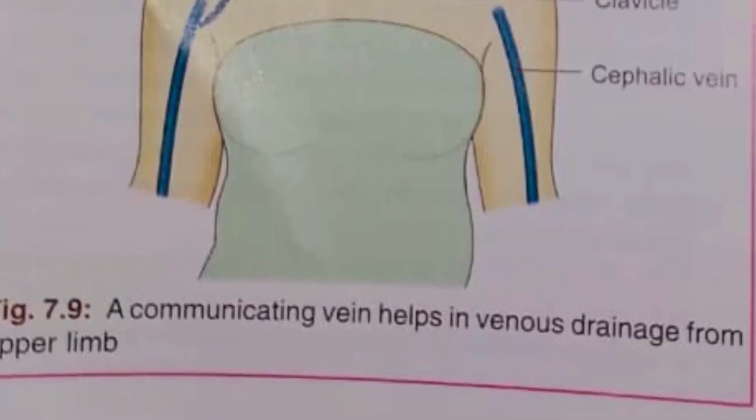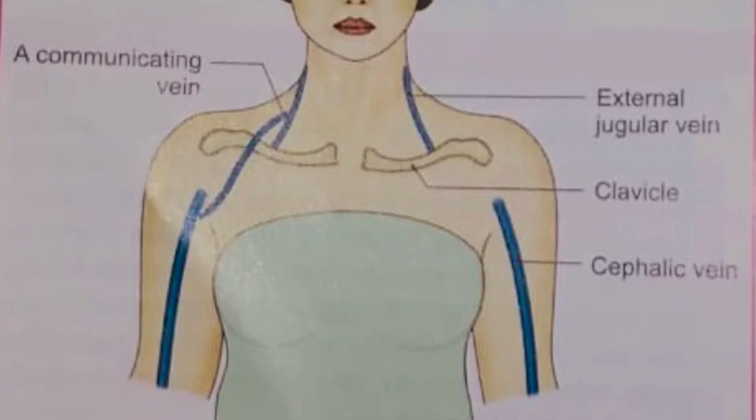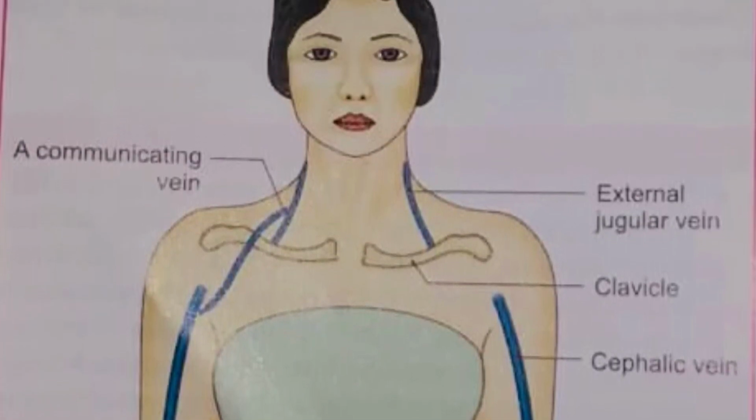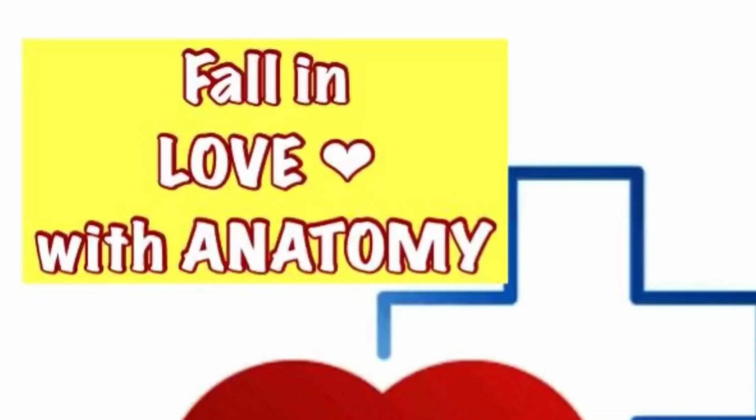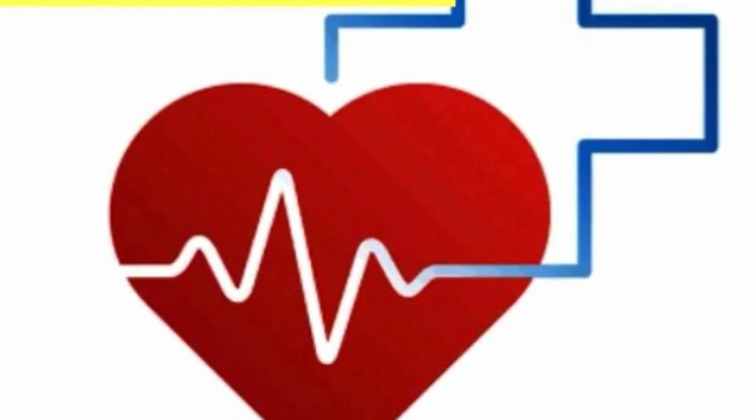If the axillary vein has to be removed in cases like CA breast, you have a communicating vein from the cephalic vein to the external jugular vein, which helps in the drainage of upper limb.